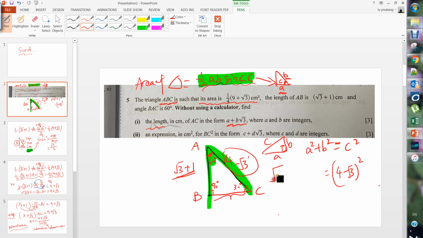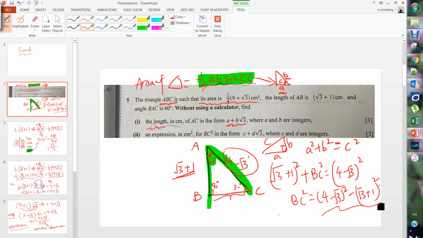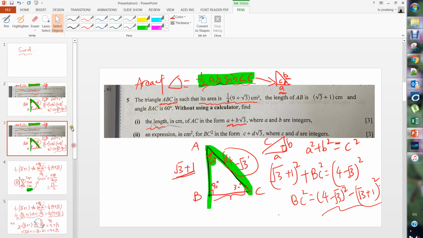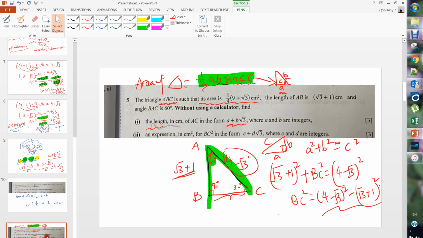Which is the base. And then which one is your B? BC is your B, so it's BC square. Okay, so BC square is equal to 4 minus square root 3 square minus, right? Minus square root 3 plus 1 square. So your job is to simplify this. Okay, so let me use another slide to figure this out.